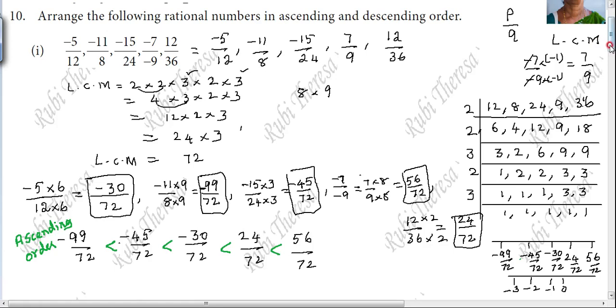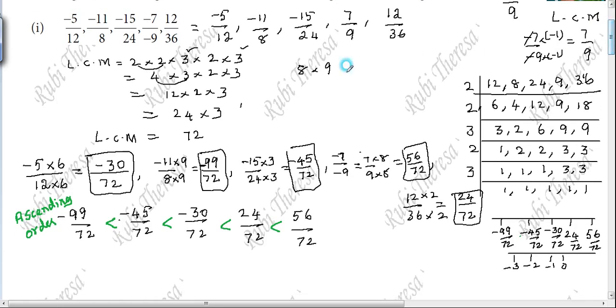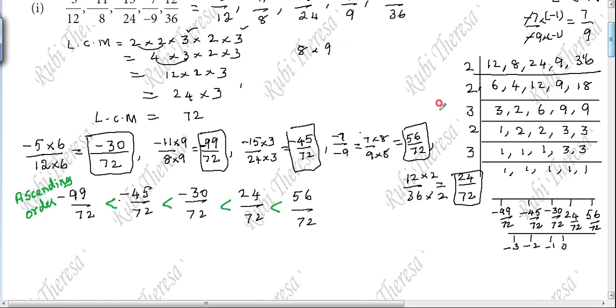But is this the final answer? No. The number that they have given, that only you have to write. What is the number for minus 99 by 72? Minus 11 by 8. Do you follow? This is less. Next, minus 45 by 72. What is the number? Minus 15 by 24.